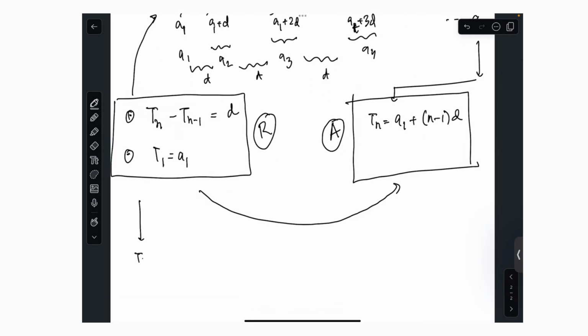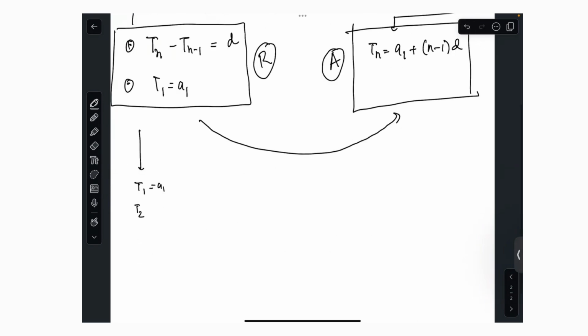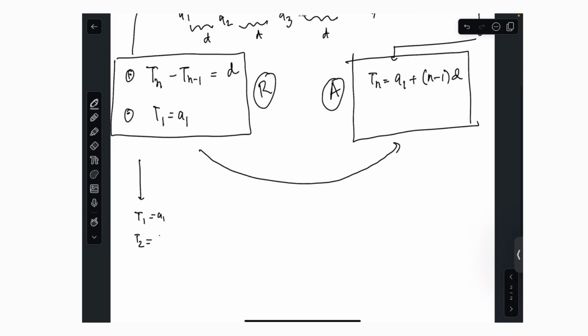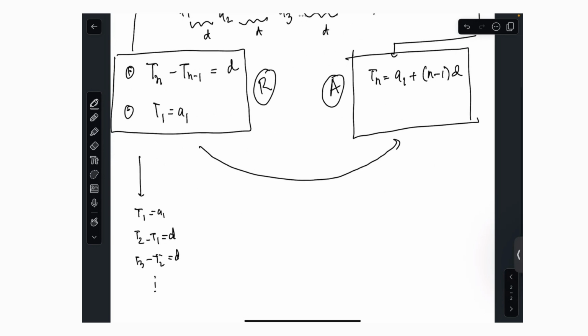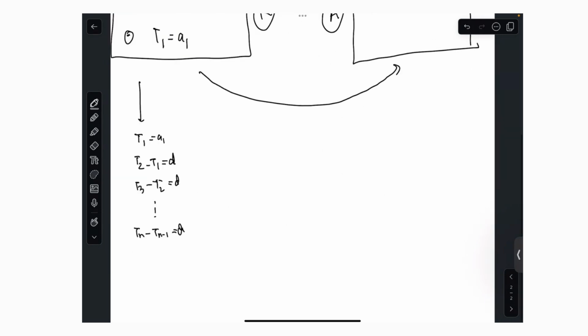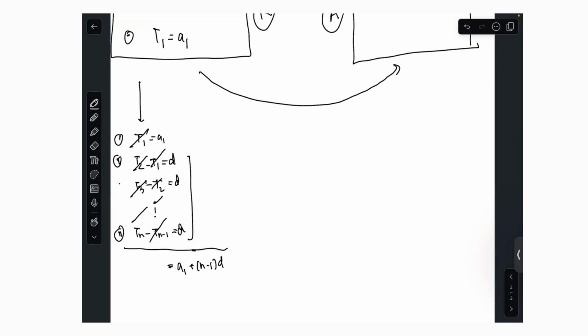So let's try simple things. T1 is equal to A1. T2 minus T1 is equal to D, T3 minus T2 is equal to D, and so on, Tn minus Tn minus 1 is equal to D. And this is something called a telescopic sum. Observe that if you add these up, on the left hand side you have A1, and on the right hand side you have n minus 1 times D. This is the first equation, second equation, and the nth equation. If you sum it up, you will see that all of this cancels, leaving only Tn. This is so beautiful and elegant, right? This is equivalent to this.